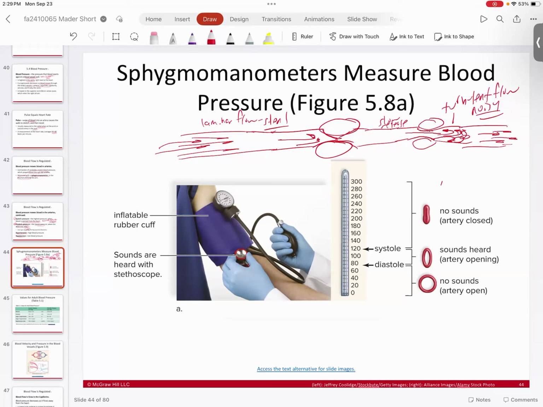So under full collapse, you have no sounds because there's no blood going through. As it's partially open, you're going to get turbulent flow. That's where you first hear the first sounds of your systolic, and so you mark that point. And then once you hear the sounds disappear, that's your return of laminar flow, and that basically is where you mark your diastolic blood pressure. Okay.